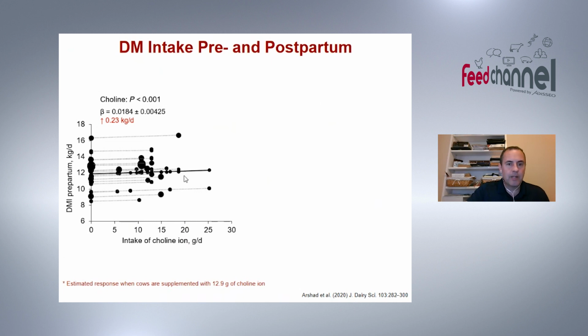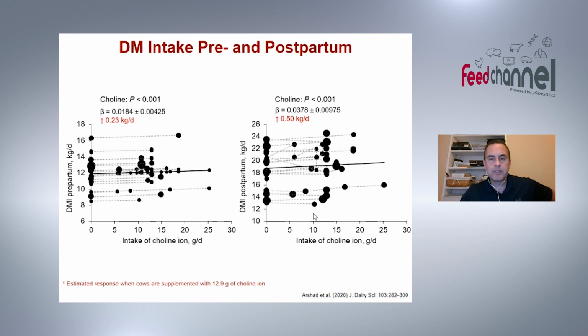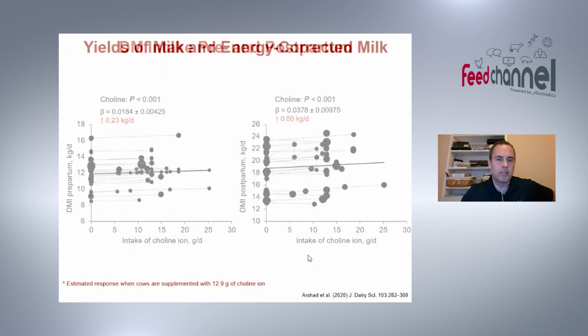And here is the direction of the response, which you can see is a linear response with an increase of this level for each gram of choline that was added to the diet during the transition period. If we use the median amount of choline ion fed in those experiments of 12.9 grams, we observe a 230 gram increase in dry matter intake prepartum, and a 0.5 kilogram increase in dry matter intake postpartum. So that's dry matter intake. There's a slight increase. It's not a huge increase.